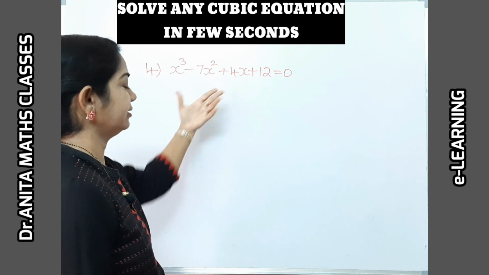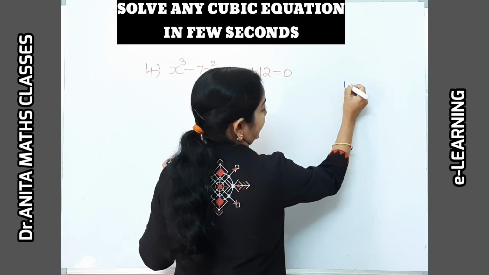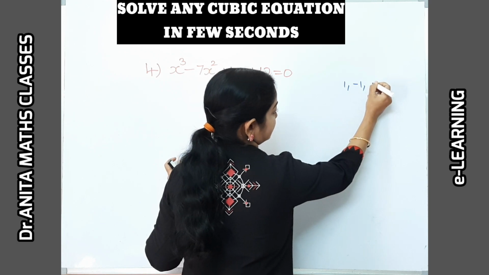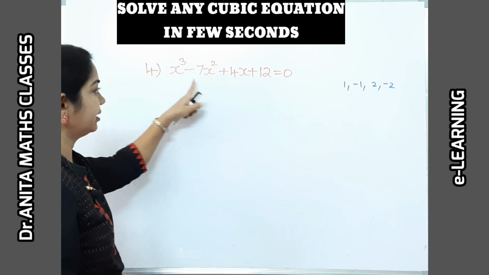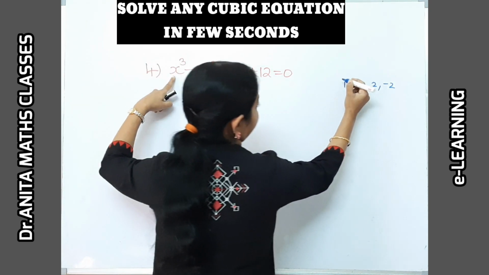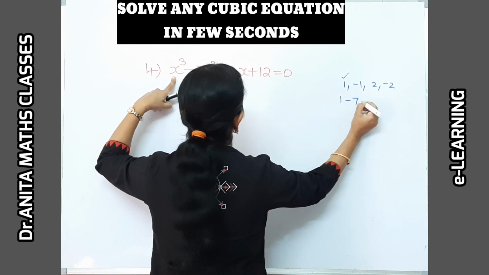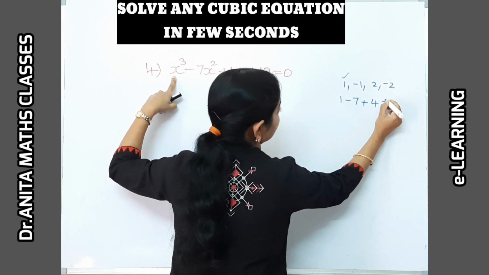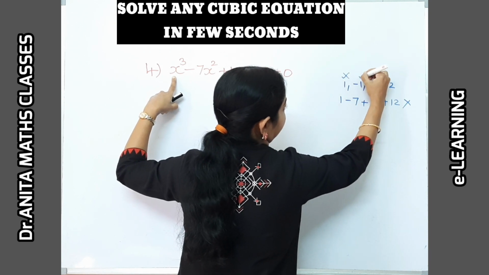So see here, another cubic I've written. Now let us check for plus 1, minus 1, plus 2, minus 2. Okay, hit and trial method. Now here I'll substitute 1 first. So 1 cube is 1 minus 7 plus 4 plus 12. So this doesn't work out. So let's see minus 1.